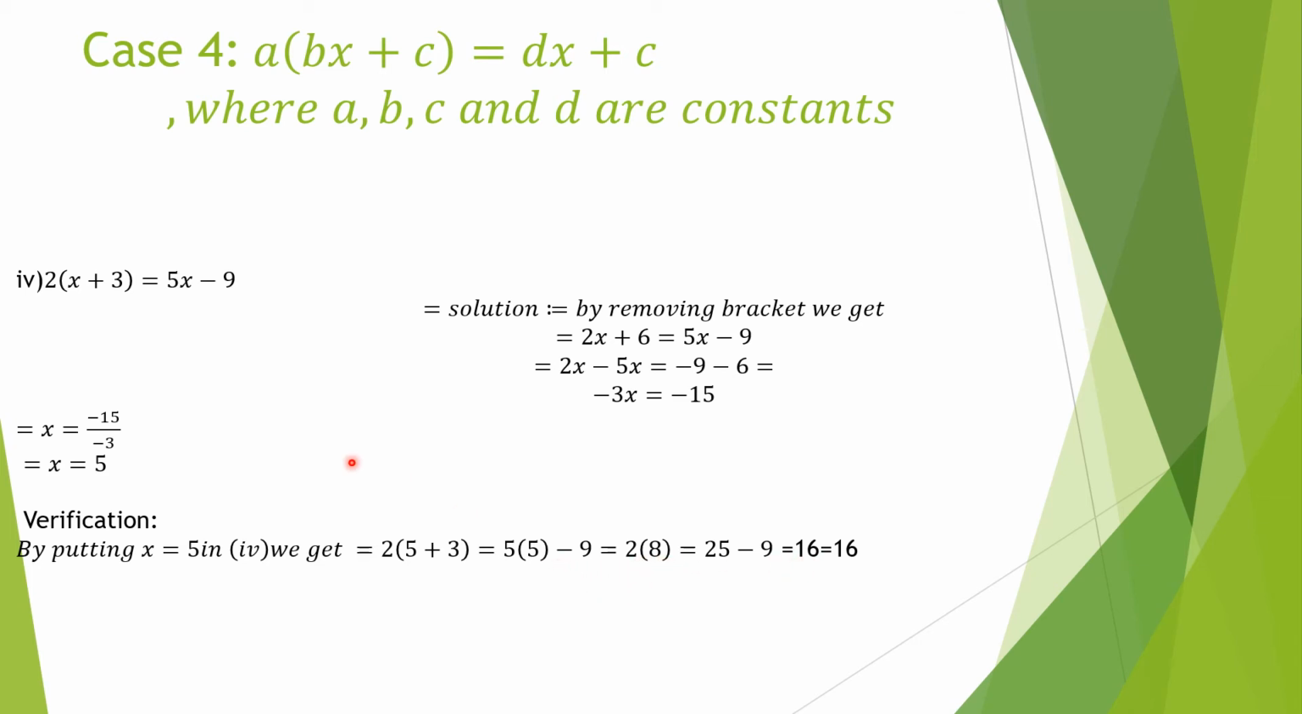On the right hand side, 5x minus 9 is 5 into 5, which is 25. 25 minus 9 is 16. So the left hand side is equal to the right hand side. The equation is verified.